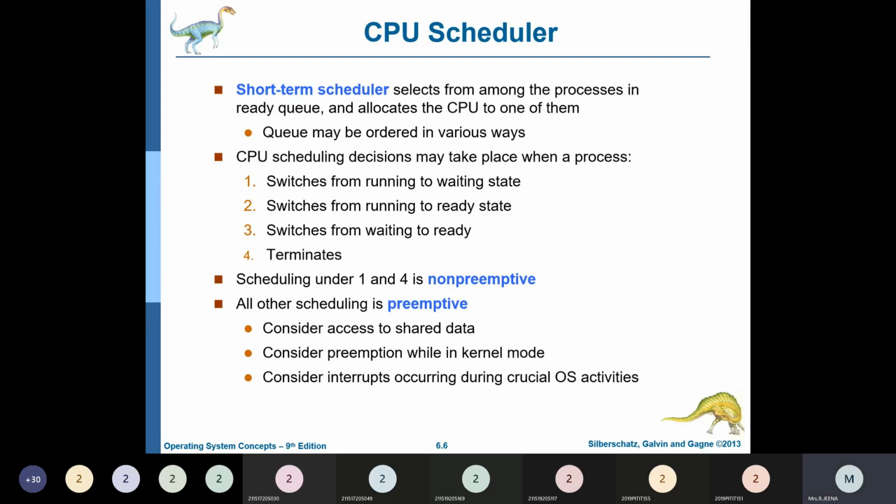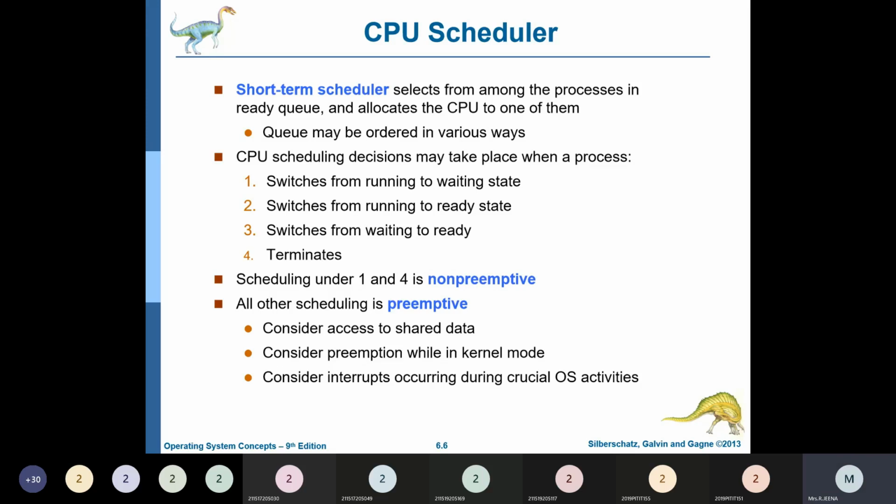So the CPU scheduling decisions may be taken when a process switches from the running to the waiting state. That is the first case. Another is when it is switching from the running to the ready state, and the third one is from waiting to ready state, and then when it terminates. So scheduling is of two types: one is non-preemptive, and the other is preemptive.